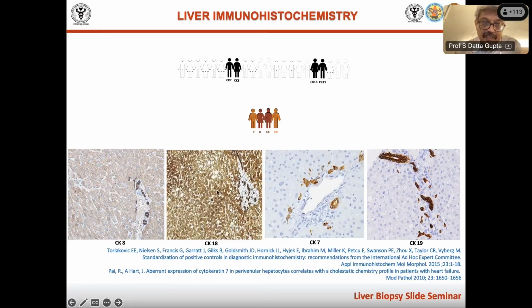8 and 18, you can stain for hepatocytes, but you may see some bile ducts also, right? So 8 and 18, even numbers, are for hepatocytes. 7 and 19 are for bile ducts. So 7 and 19 are the ones. If the bile duct is lost and you can't see it, then you do this staining. Okay, I hope that is clear.